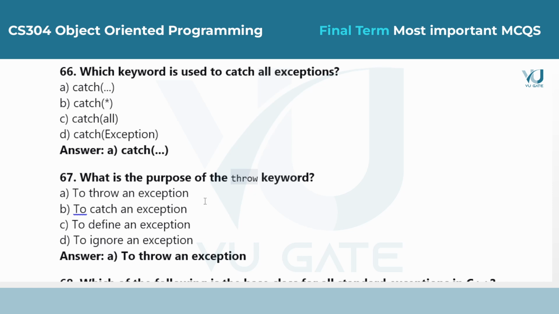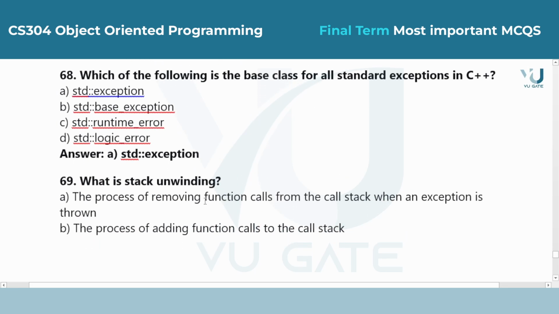Q68. Which of the following is the base class for all standard exceptions in C++? Answer: A. std::exception. Explanation: All standard exceptions provided by the C++ library, such as runtime_error or bad_alloc, are derived from this single base class.